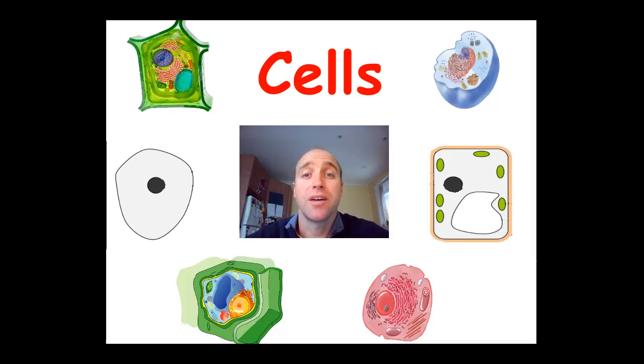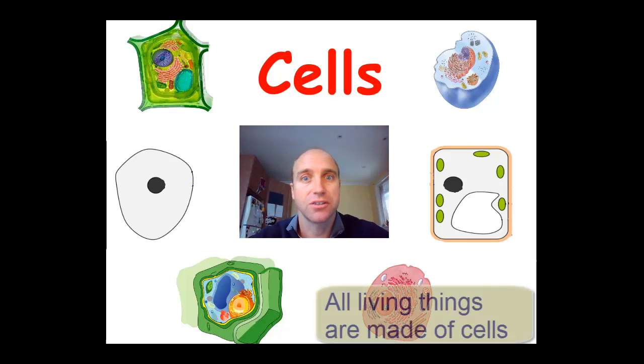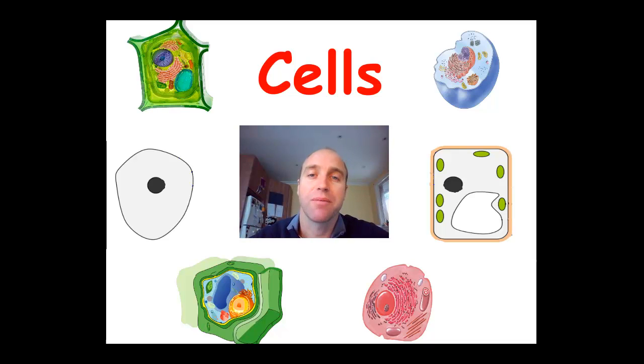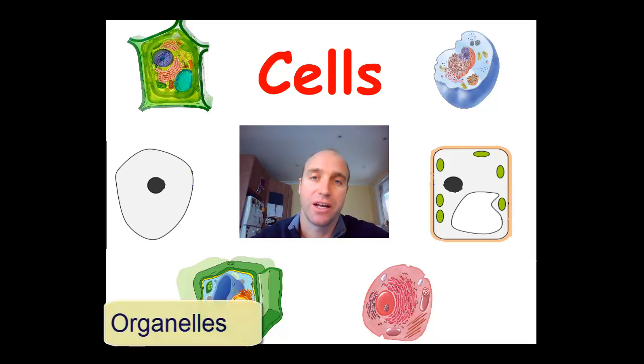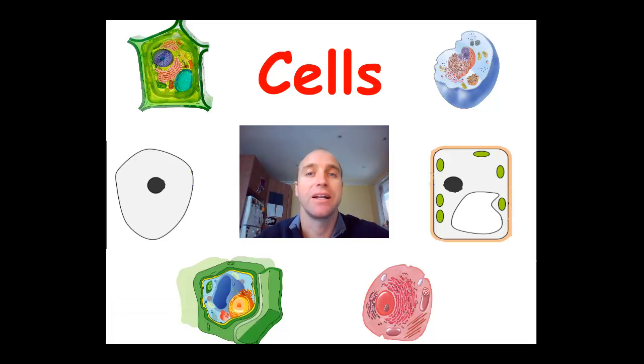In this screencast, we're going to have a bit of a look at cells, and cells are the basic units of life. All living things are made of cells. Plants, animals, fungi, anything that lives is made of these little building blocks called cells. And we're going to have a look at the structures that make up these cells, and those structures we call organelles. So we're going to have a look at organelles like the nucleus, the cell wall, cell membrane, the chloroplast, and learn what some of these organelles do.